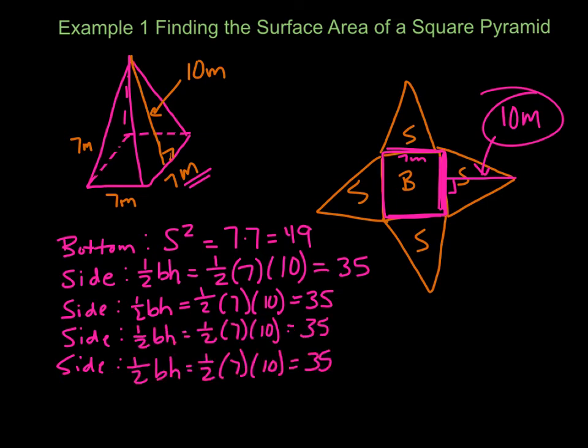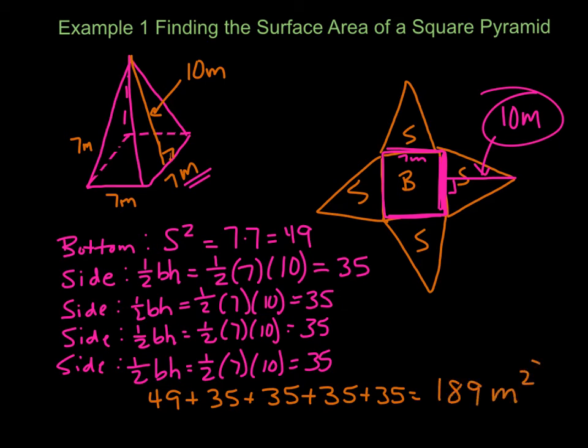Now, I can't really do my equal sign underneath, so I've got 49 plus 35, and I could just multiply that by the 4 sides that I have, but I could also just write it like this because that's how I have it written out anyway. And I should come up with a total area of 189 meters squared for my final answer. That's the surface area of this square pyramid.